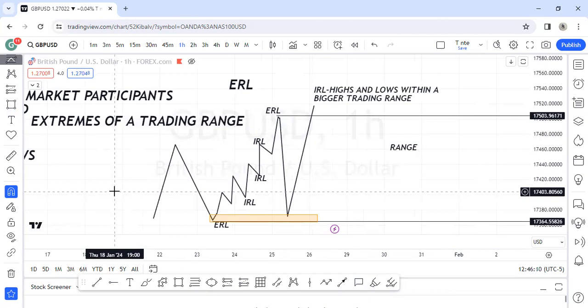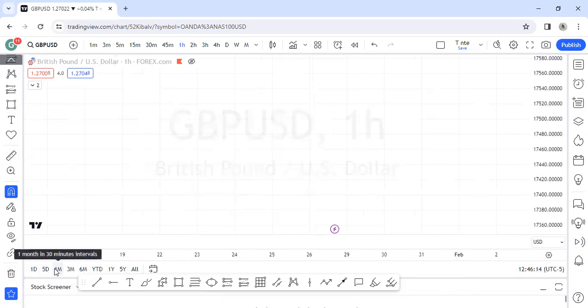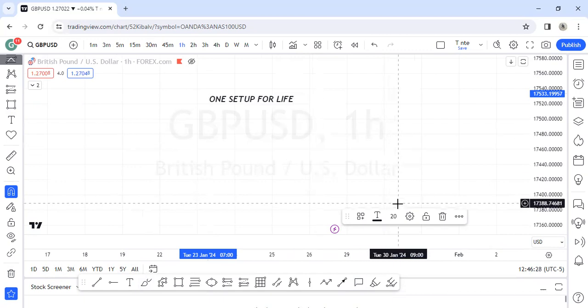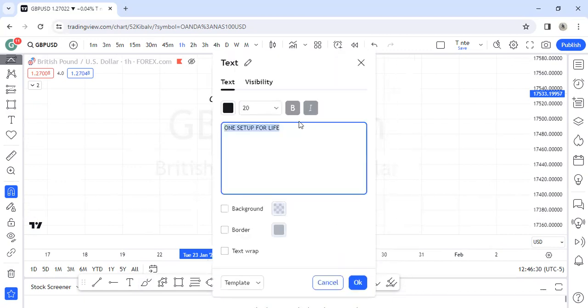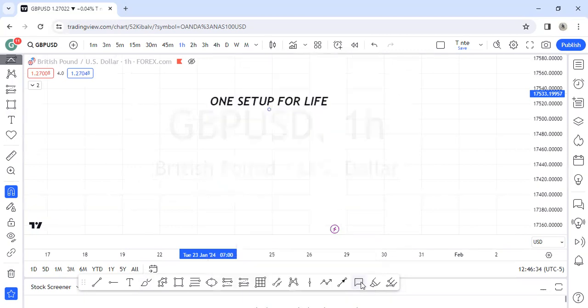Now let us talk about the one setup for life. Now we have understood mitigations, we have understood everything we wanted to talk about. Now let's talk about the one setup for life, the only setup you need for life. Why is it the one setup for life? Because it is both a higher time frame setup and a lower time frame entry.